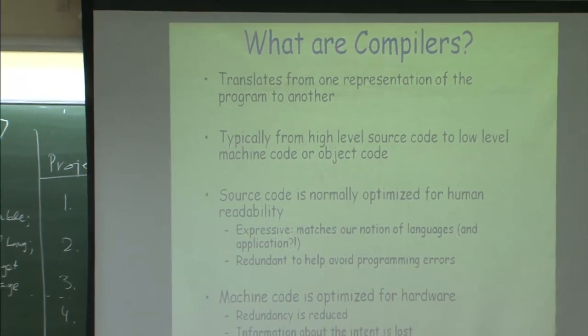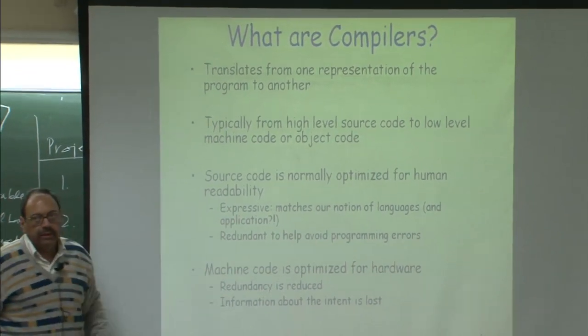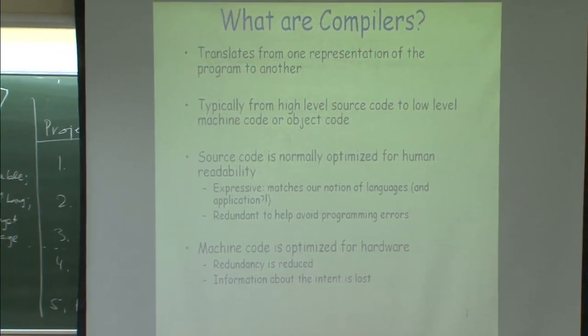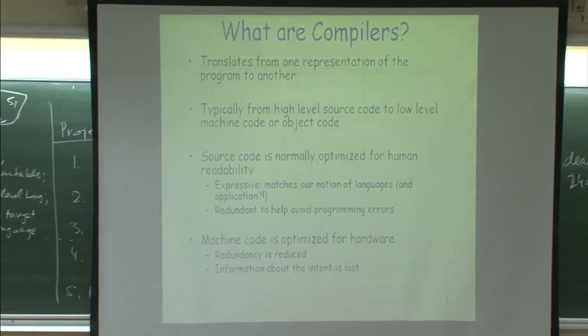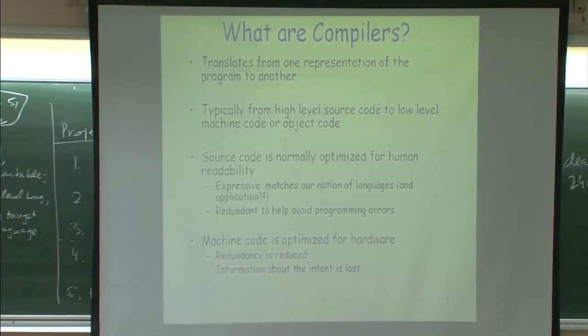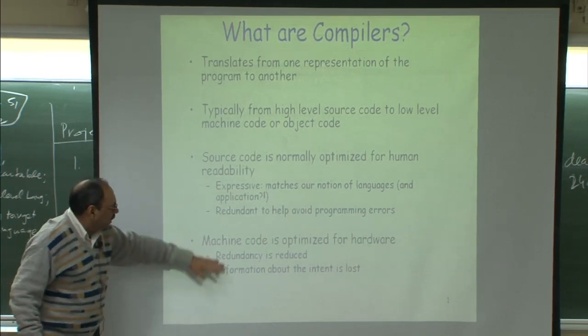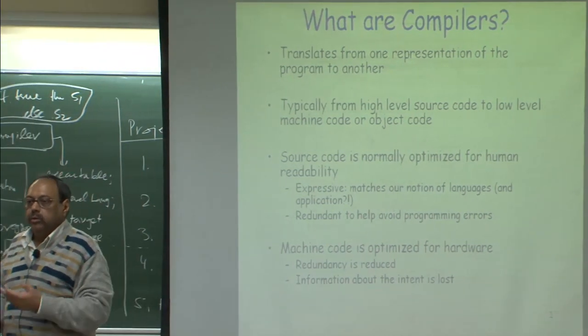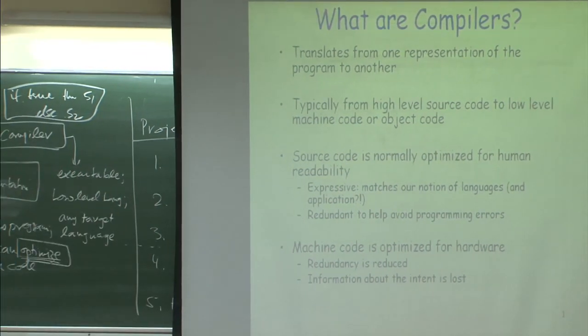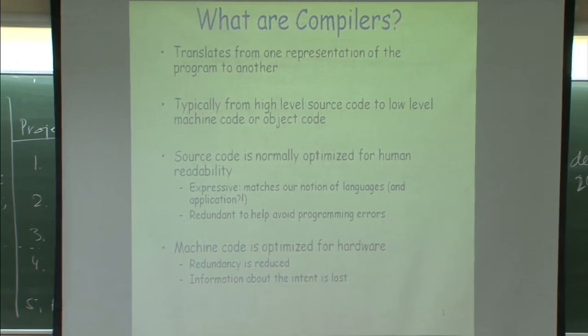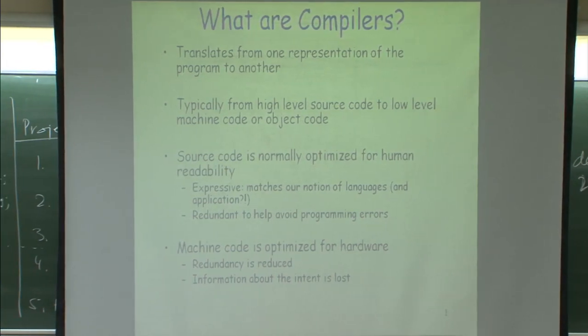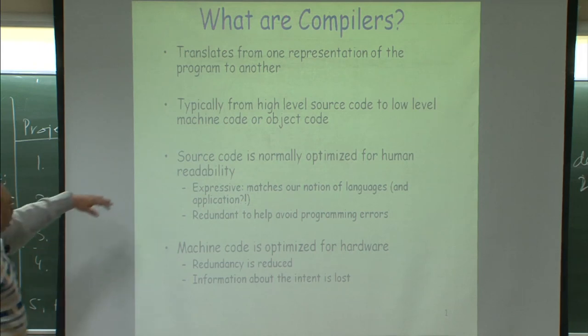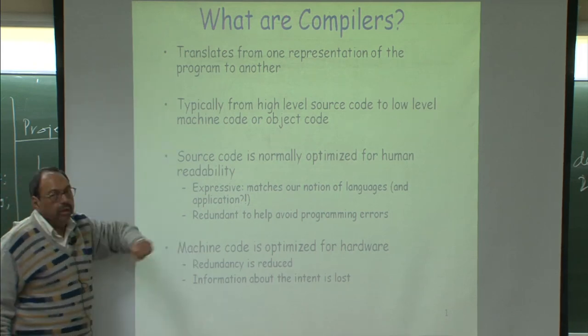But what we would like to do at the machine end is that I don't want any redundancies. I want to remove redundancies. So remember that when we talk of optimization, I'm only trying to remove redundancies from the representation and not trying to improve the algorithm per se. And information about intent: whatever information I had about the intent of the application, most of the time you'll find that in source code. Many times when you read the source code, you will be able to see, oh, this program does sorting. When you read the machine code, most of the time you will not be able to figure out what this program does. So that intent will be lost in the process of changing representation from a high-level language to a low-level language.